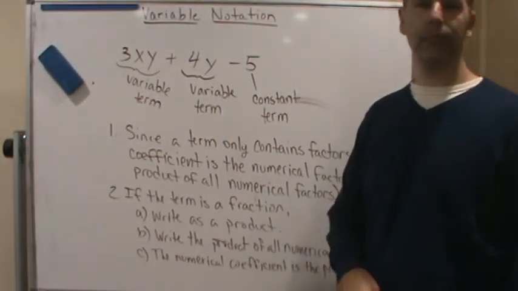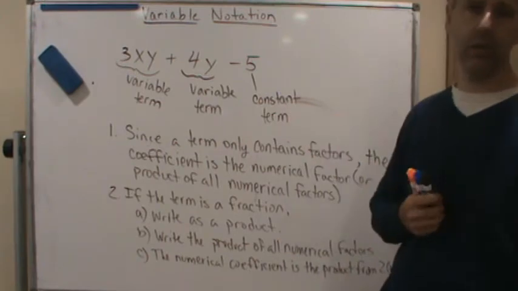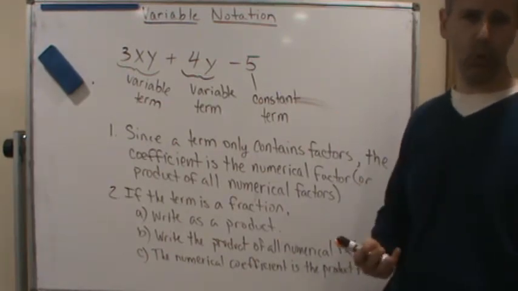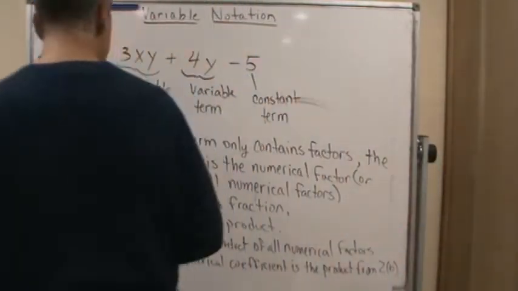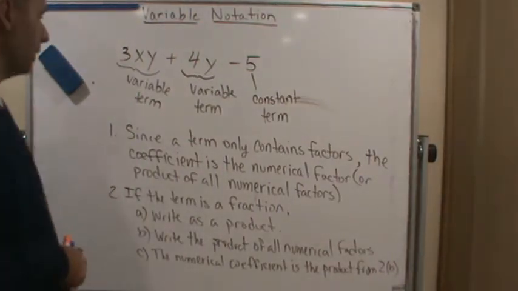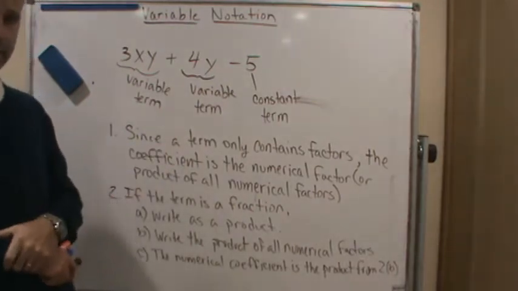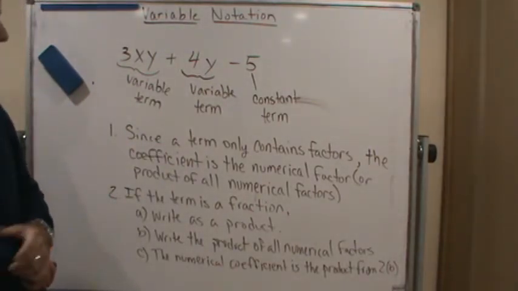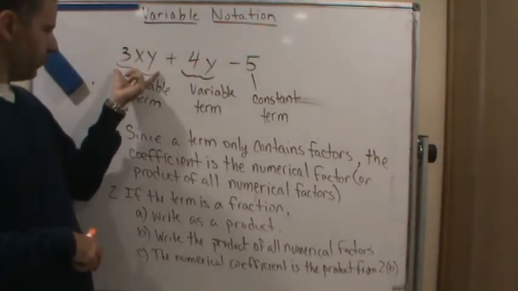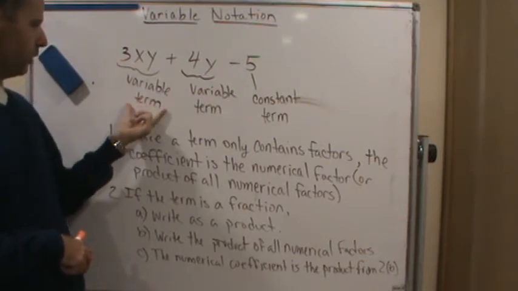Okay, so welcome back. Now we're going to talk about coefficients, and we're going to talk about terms more, and the different types of terms. So a term, again, is one of the parts that are separated by the pluses and the minuses that are not grouped. So this is a term. This is what we call a variable term.